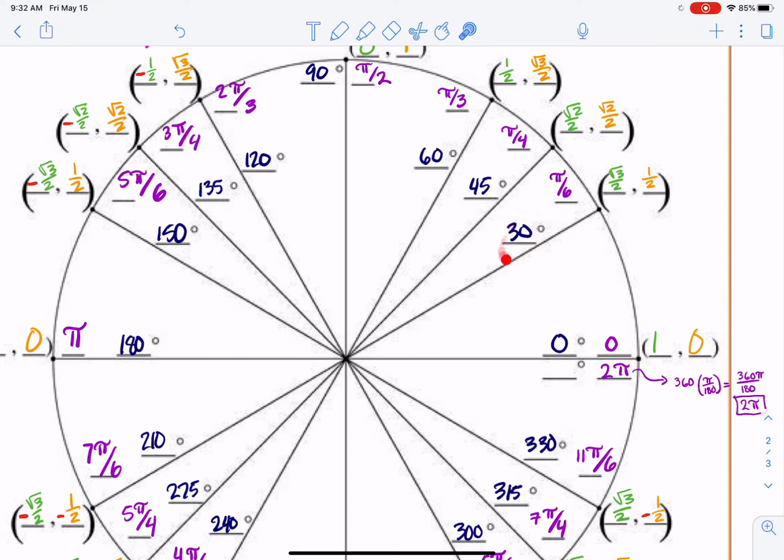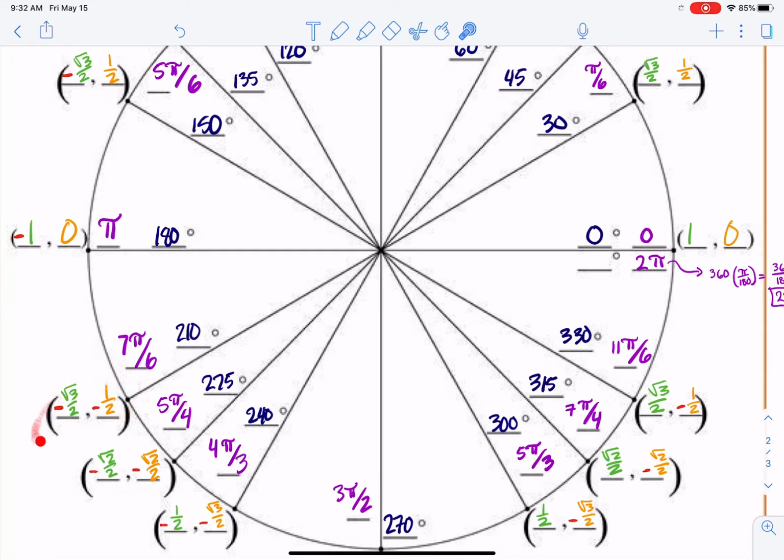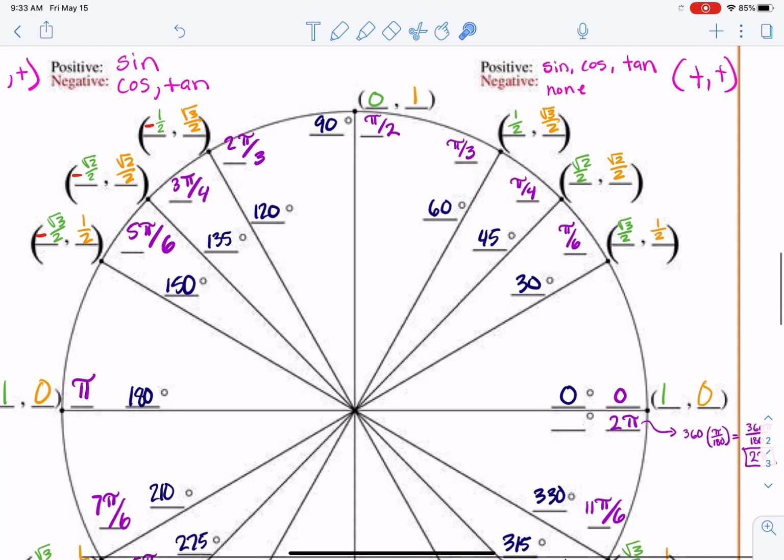So the sine of 30 degrees is 1/2. If we go over here, the sine of 150 degrees is going to be 1/2 as well. But down here, notice, now we're in the negative. All our values are negative. So the sine of 210 is going to be -1/2. Okay, so let's look at that.